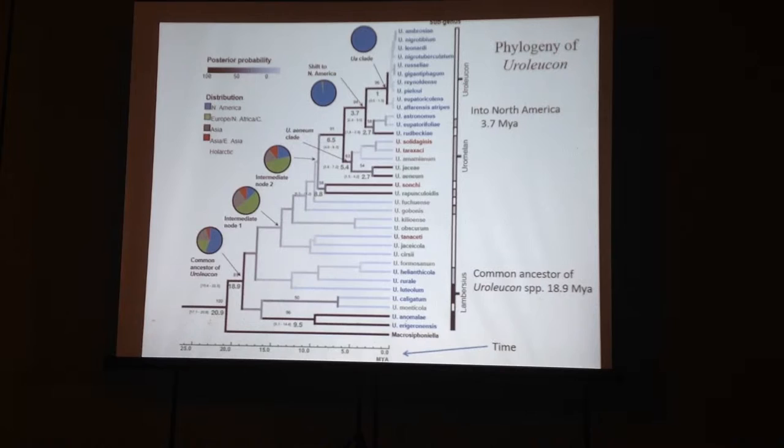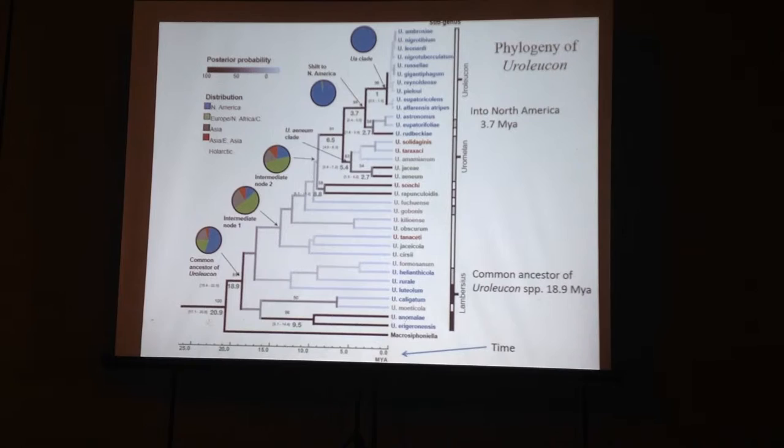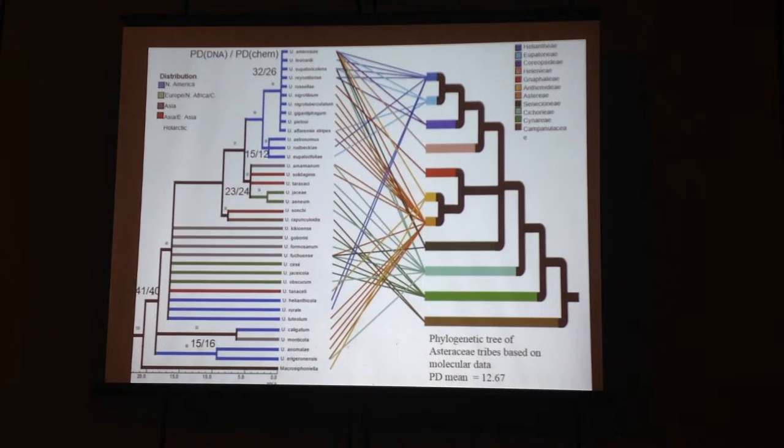It would be nice, of course, to have many, many more species of Uroleucon included here, to have some sense of what the history has been of the rate of diversification in these regions, but I don't think we can say very much about that yet. Now, this tree has collapsed insufficiently resolved nodes into polytomies, so that we don't pretend more knowledge than we actually have, or at least not much more knowledge than we actually have.